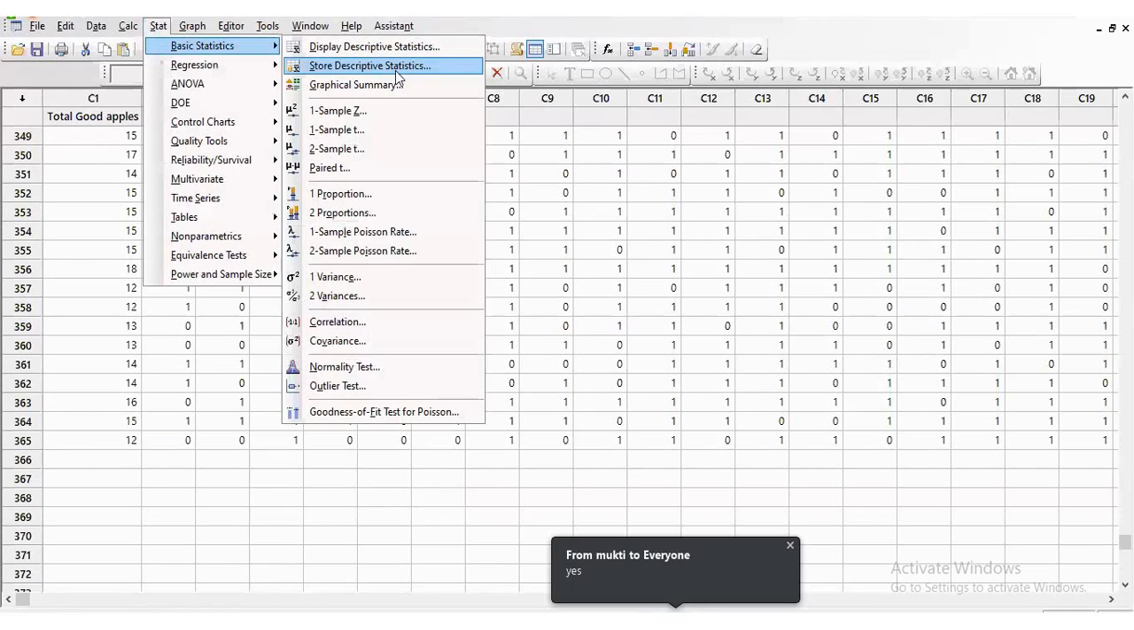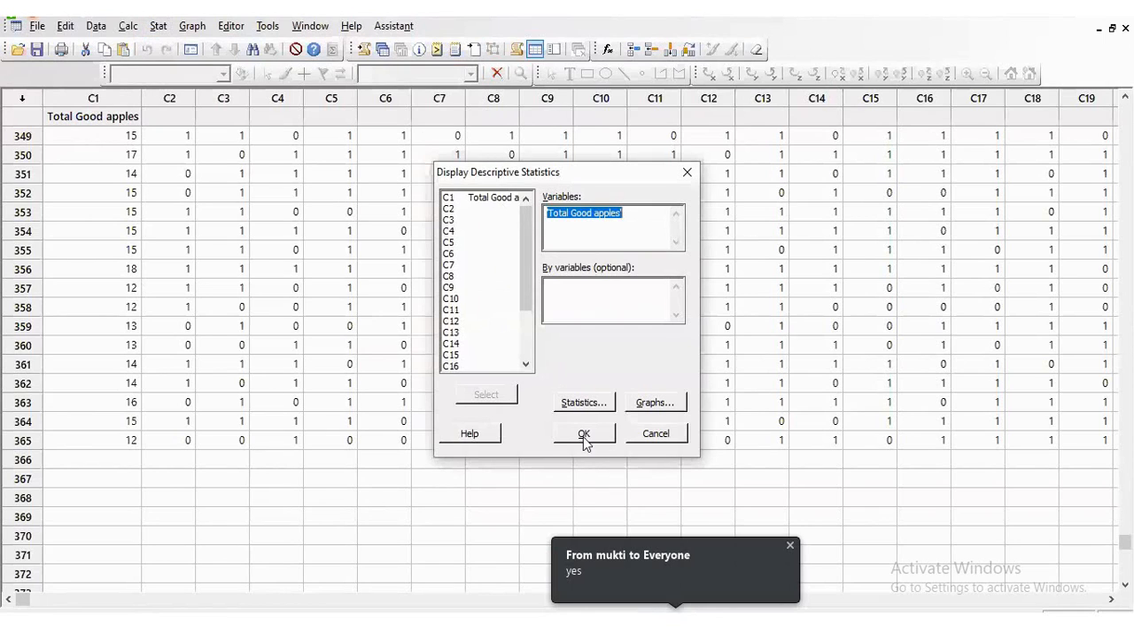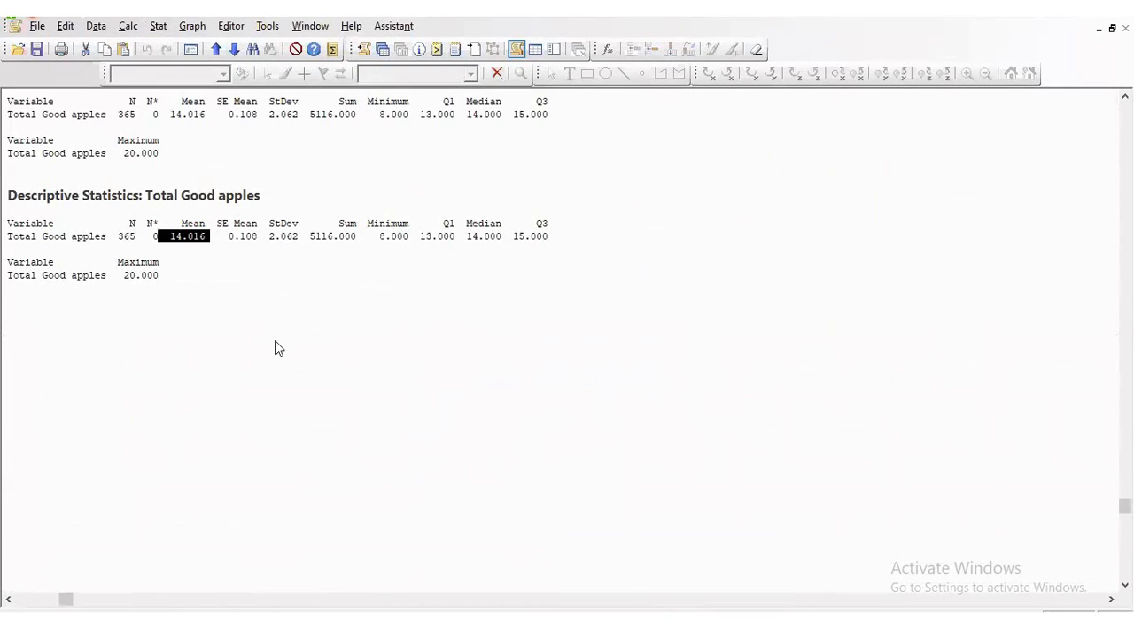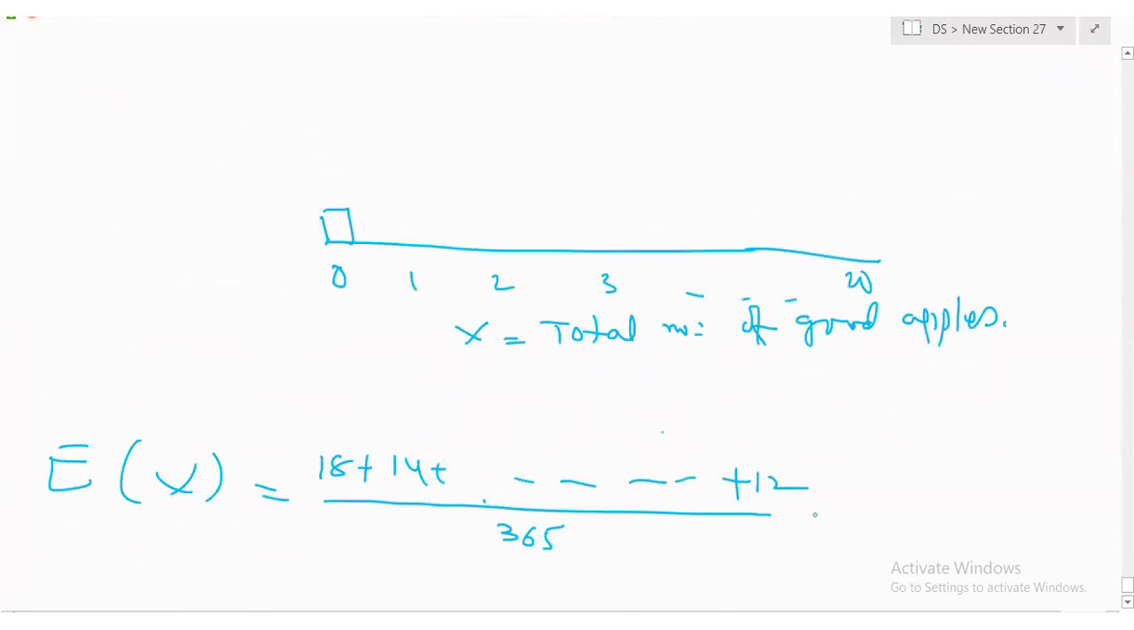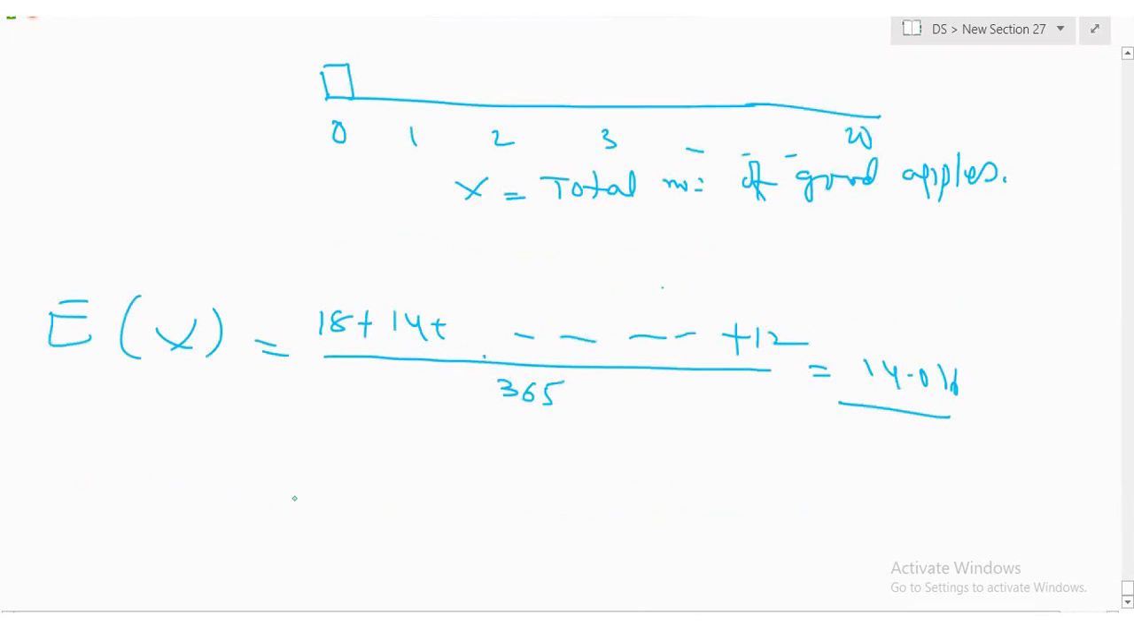Calculate the descriptive statistics of this. When I simplify that, how many? 14.016. But 14.016 doesn't make sense. We say 14 apples. On an average, how many apples is he giving? 14, which is equivalent to NP. How much is the N every time? How much is this? P. How much is this? Matching?